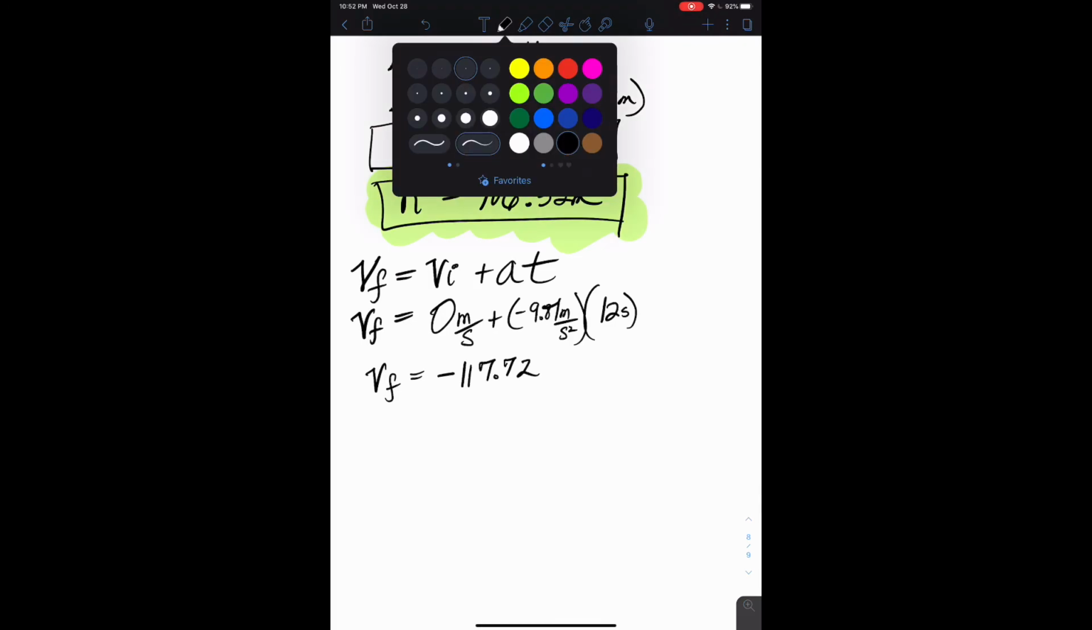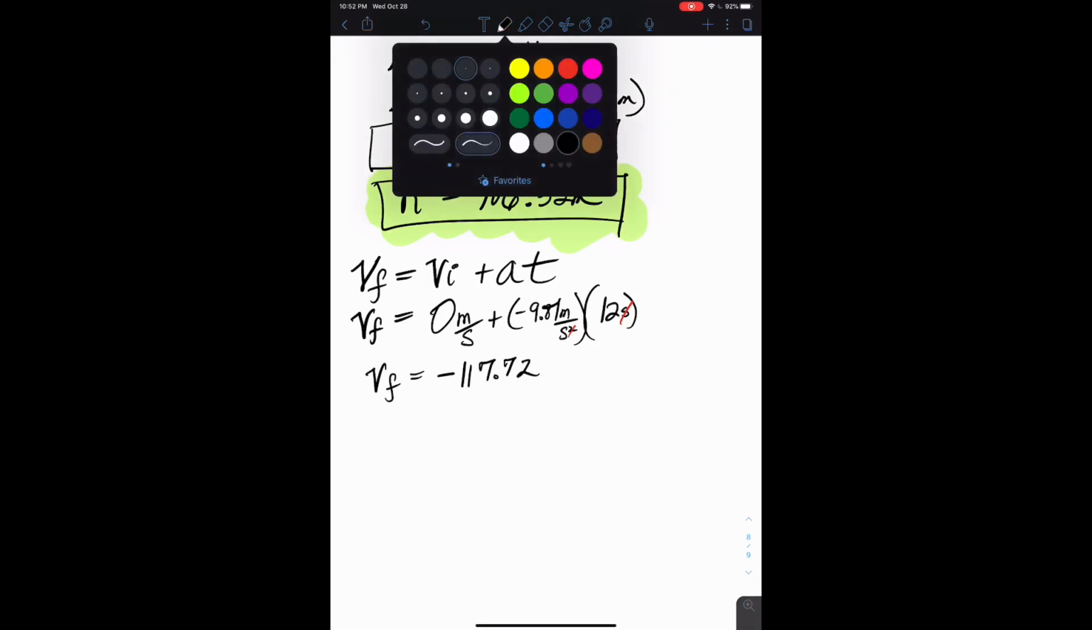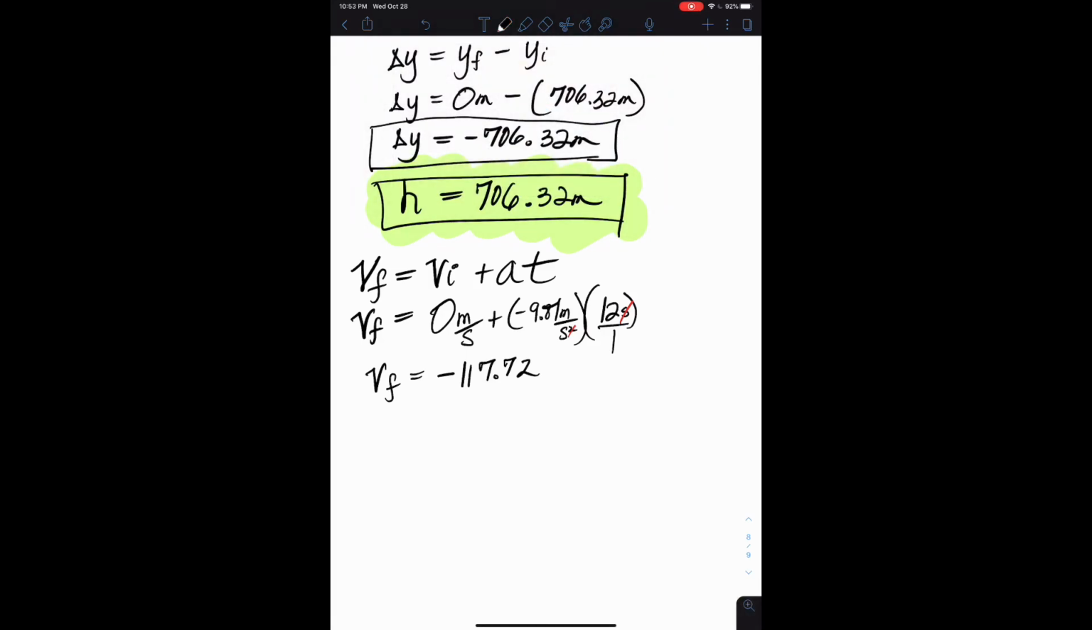Let's look at that, right? So we got a seconds over here on top. That's going to cancel one of these seconds on bottom. And don't forget that, right? This 12 seconds is over 1. So that's why I'm able to cancel. Top and bottom are the same there. So I get meters per second as my units here.